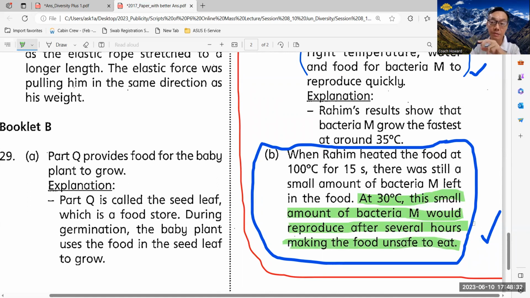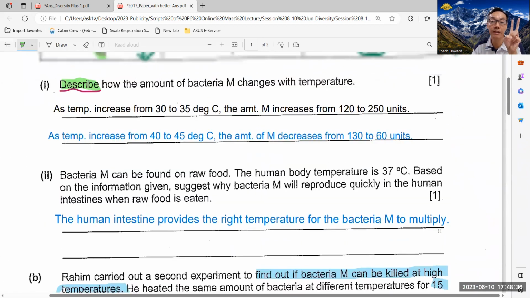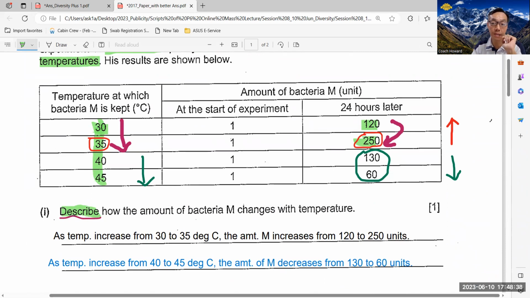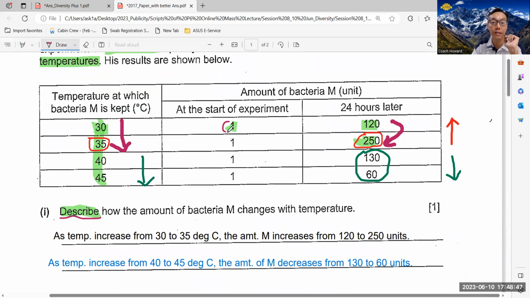So this question is to test the student understanding of two graphs. Okay, of two graphs. The first graph here is a table form. So with one bacteria, okay, let me use a different color. At the start with one bacteria at 30 degrees Celsius, after 24 hours, it's become 120.